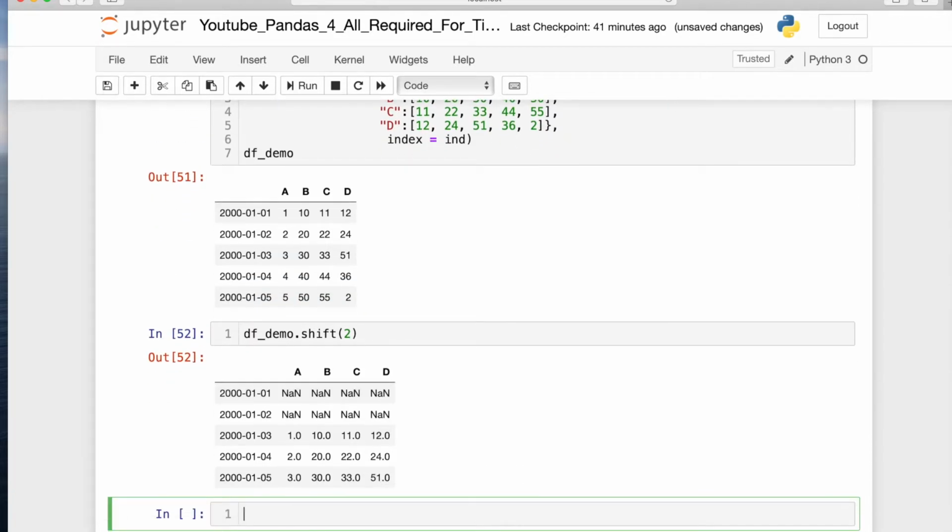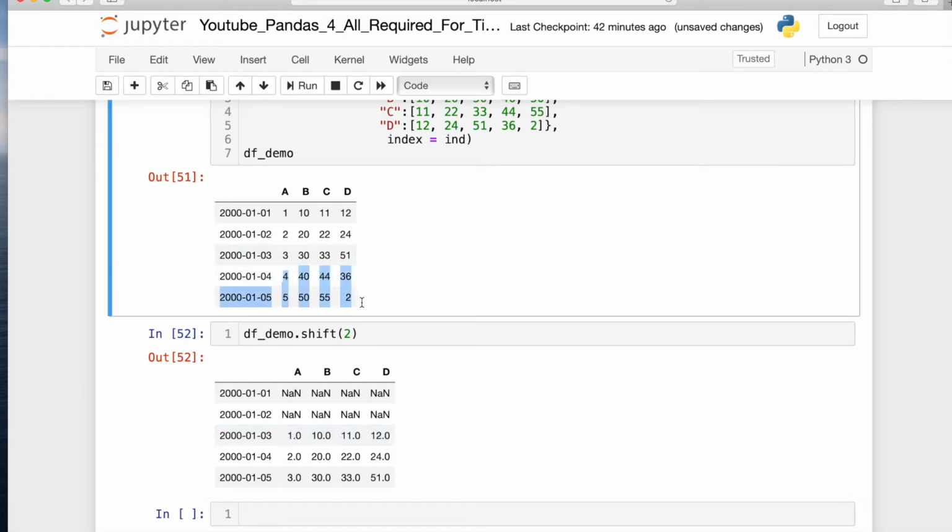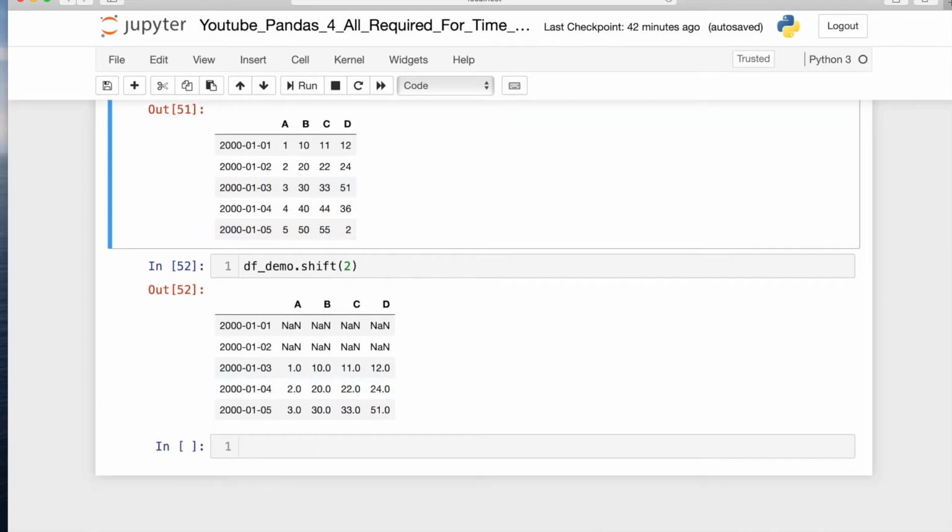See the output. We had the data from 1st January. Now the first 2 data become null, and the data is coming from the third. So the 1, 10, 11, 12 was the 1st January data. Now this 1, 10, 11, 12 becomes the 3rd January data, right? So it is shifting by 2, and we lost these 2 data, right? So now the 51 here, 51 here. This is called the shifting, right?